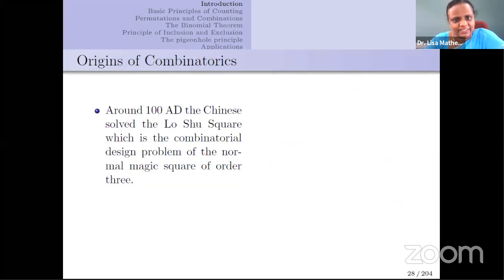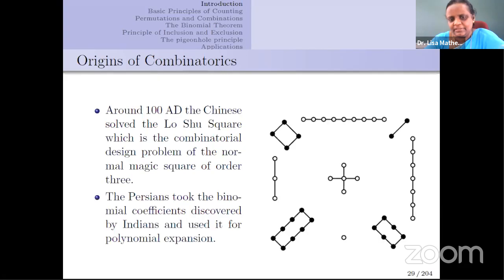Now, apart from India, in China, the Chinese solved what is called the Lo-Shu square, which is the combinatorial design problem of the normal magic square of order 3. Now, this is the Lo-Shu square. And then the Persians took the binomial coefficients discovered by the Indians and used them for polynomial expansion.